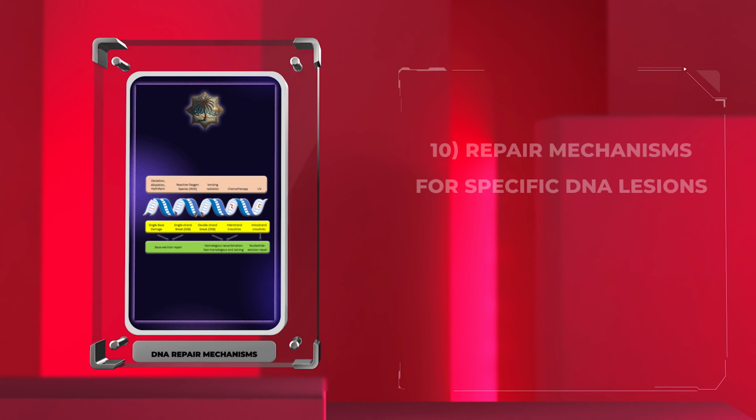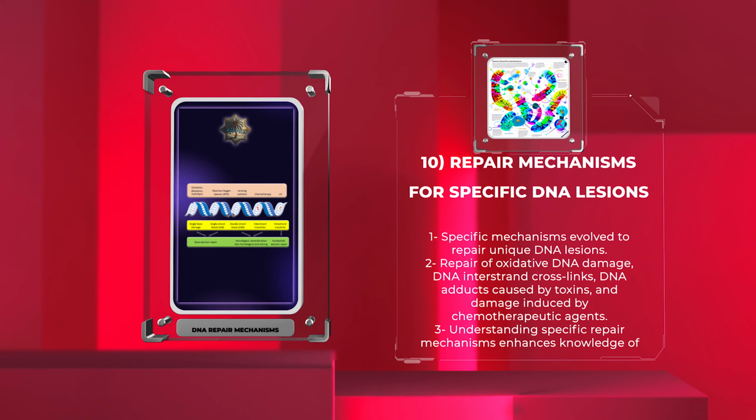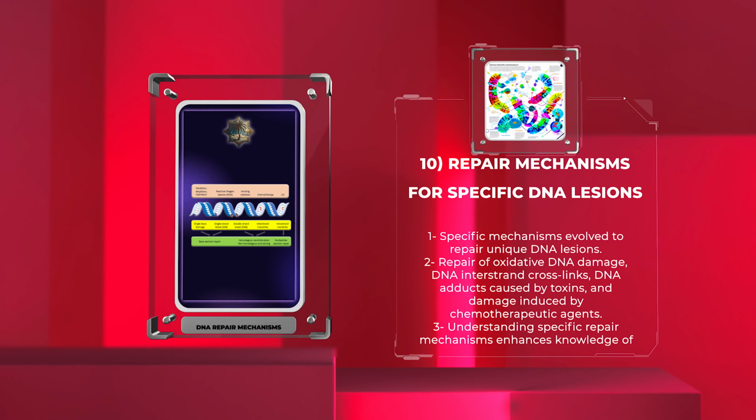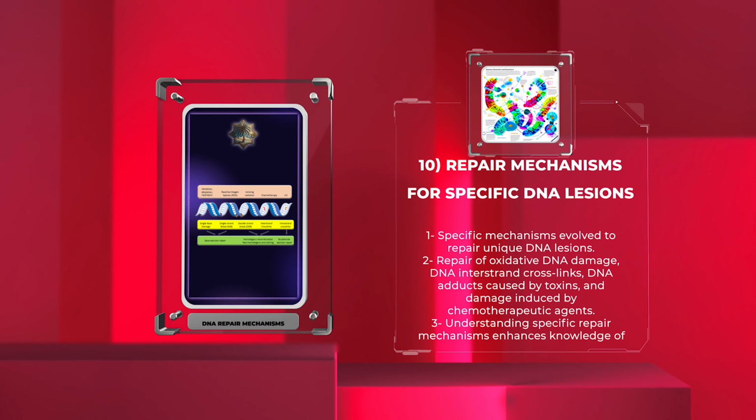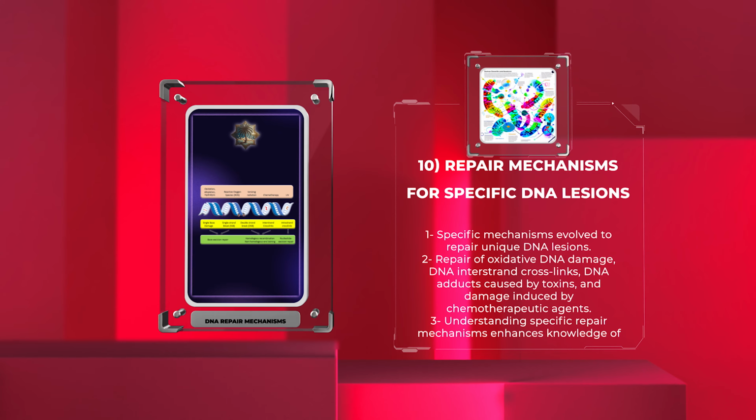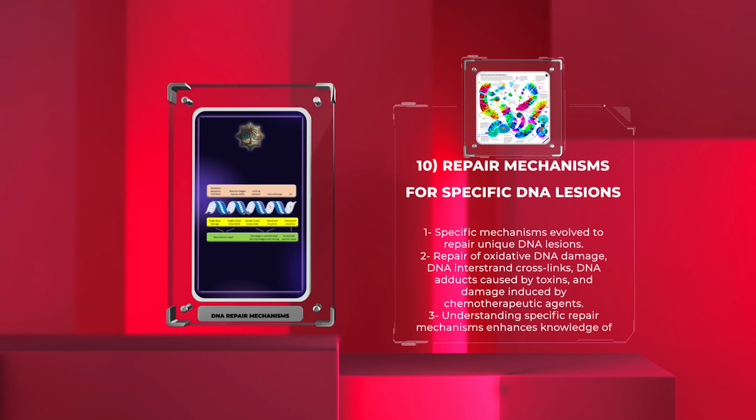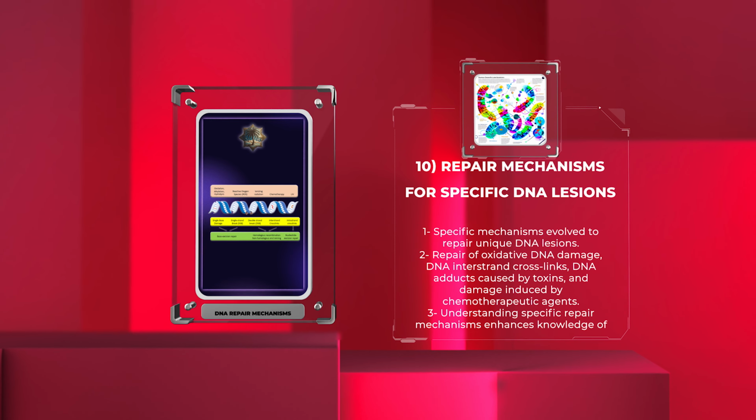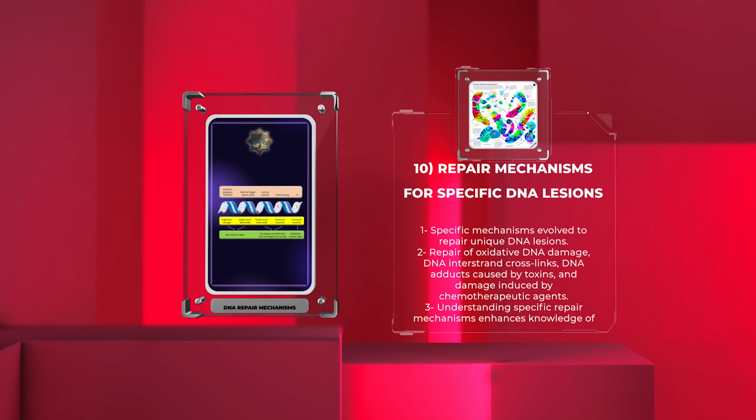Besides the general DNA repair pathways, specific mechanisms have evolved to repair unique DNA lesions. These mechanisms include repair of oxidative DNA damage, repair of DNA interstrand crosslinks, repair of DNA adducts caused by environmental toxins, and repair of DNA damage induced by chemotherapeutic agents. Understanding these specific repair mechanisms enhances our knowledge of how cells handle diverse DNA damages and helps in the development of targeted therapeutic approaches.